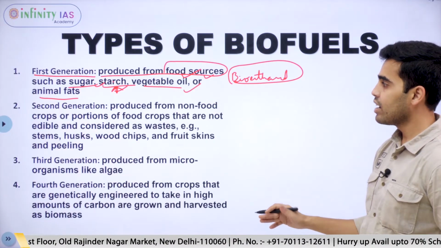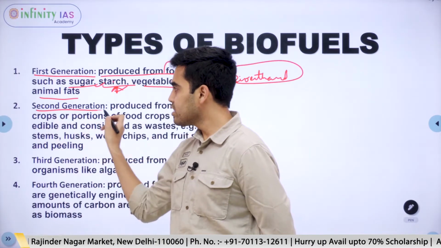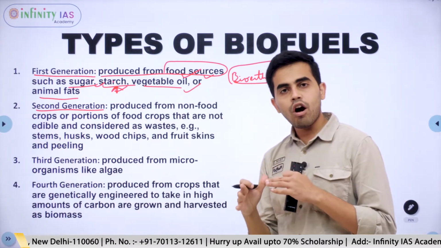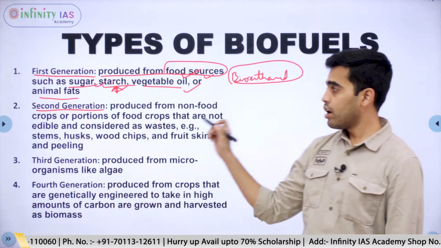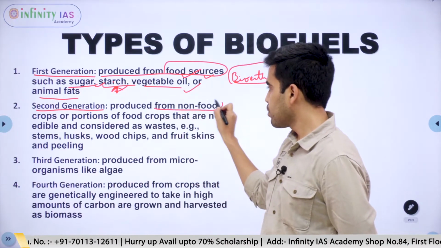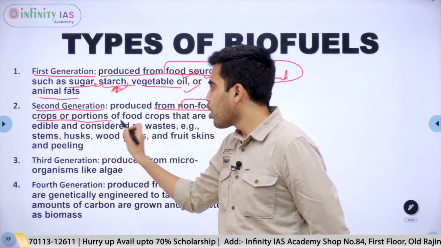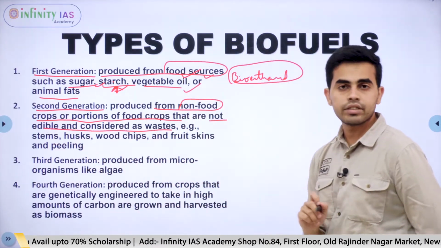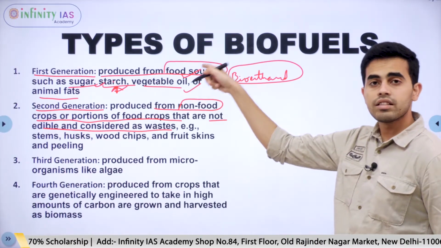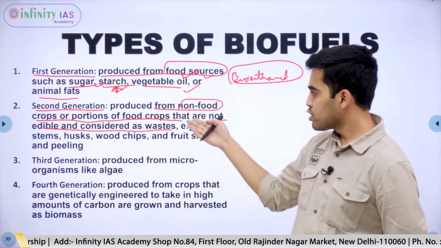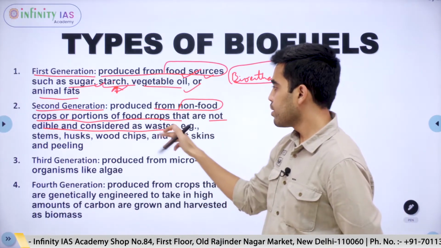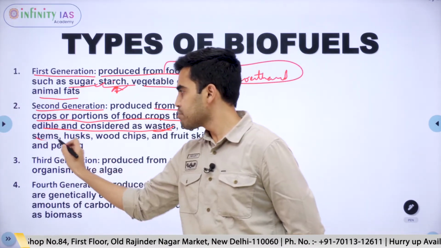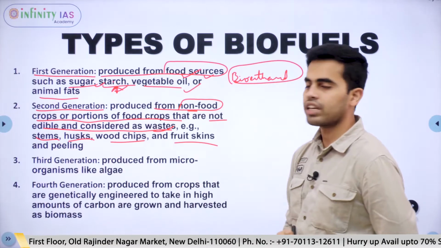So what we have done is we have gone on to second generation biofuels. Here, what was the problem? There is a conflict with food security. So now we have gone to producing from non-food crops or portions of food crops that are not edible and considered as waste. The problem is this is human food or animal food.